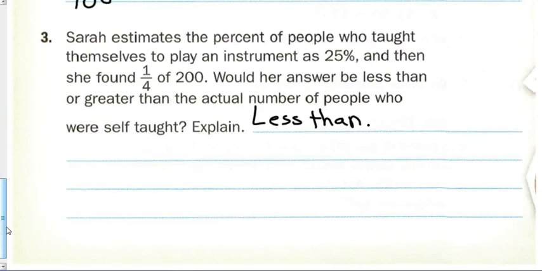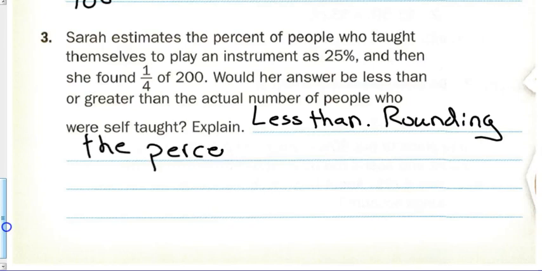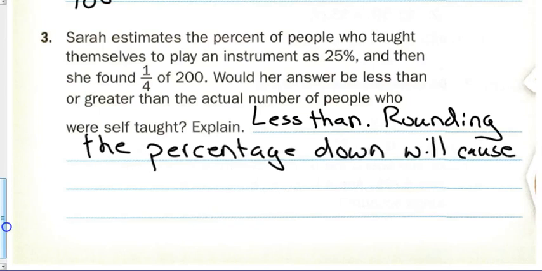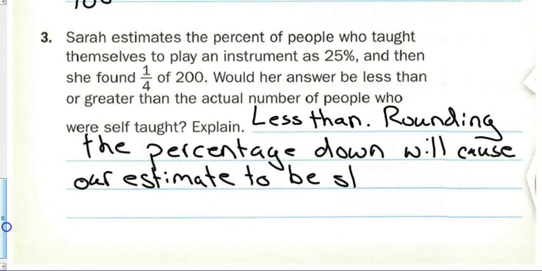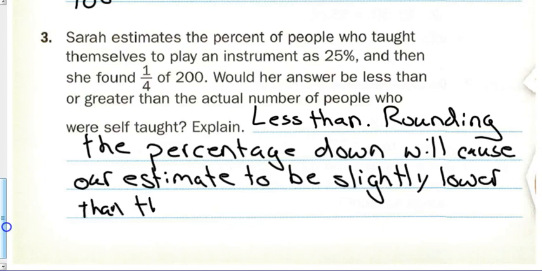So it has to do with our rounding the percentage down will cause our estimate to be slightly lower than the actual. And that's really just a matter of common sense when you think about it.